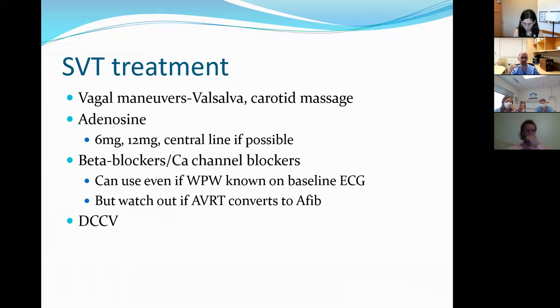And even if someone has Wolff-Parkinson-White known on their baseline EKG, if they're in SVT, you can use those medications. The reason we get concerned is that what you don't want to have happen is someone who is in SVT, like AVRT is a type of SVT, and they convert to atrial fibrillation, and then we worry about AFib with WPW. You can cardiovert people. Like that patient I described with the atrial tachycardia, he's having ST changes, he's having some chest pain. If you're not able to get him out with adenosine, or with a beta blocker to slow him down, it would be within reason to sedate and cardiovert someone like that.